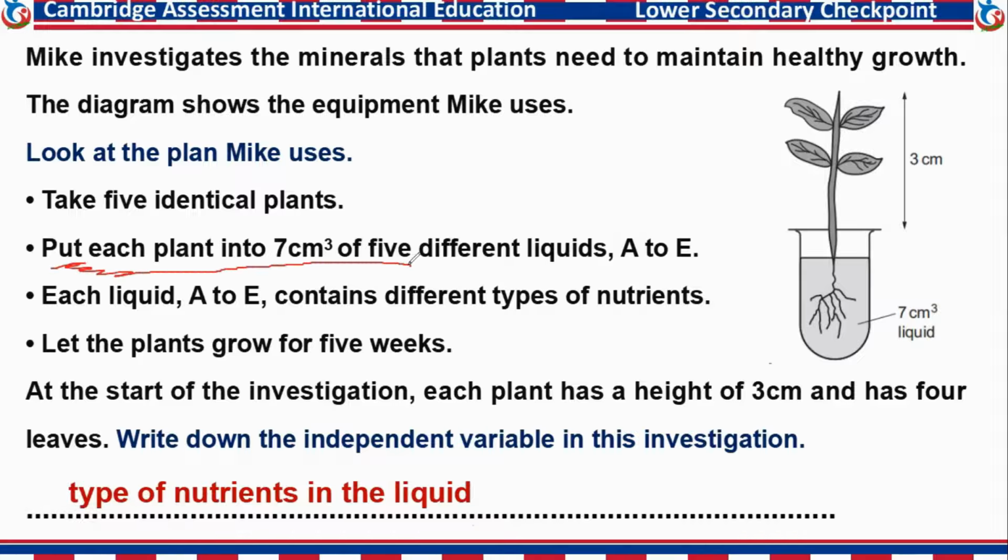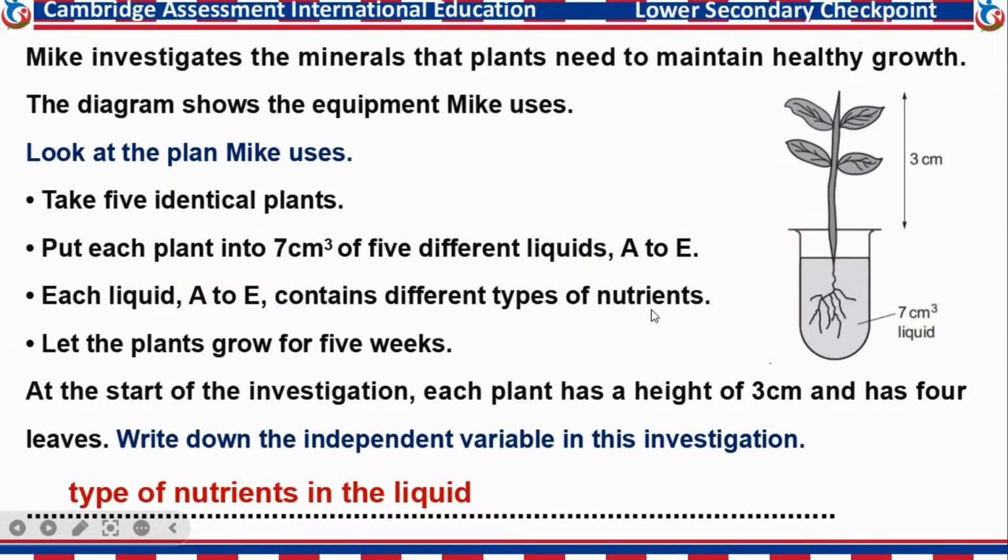it says put this plant into a 7 centimeter cube of 5 different liquids. And these 5 different liquids contain different types of nutrients. Because that's what will affect the rate at which this plant grows, whether they are growing well, using better leaves and all of that. So the plant itself depends on this independent variable. The type of nutrients in the liquid serves as the independent variable.